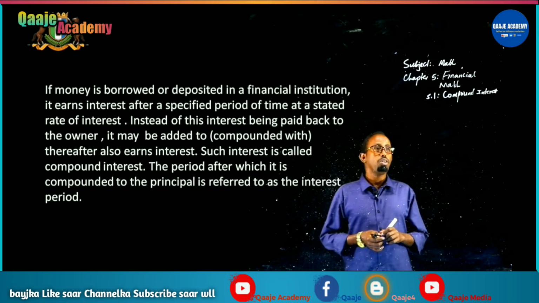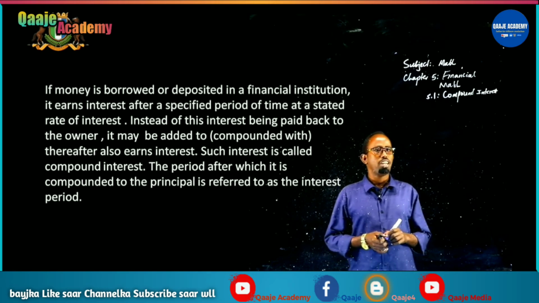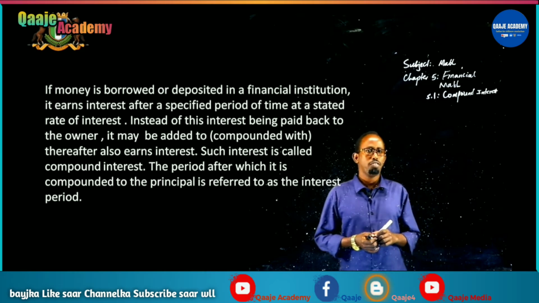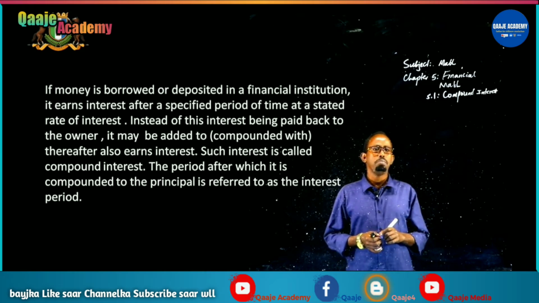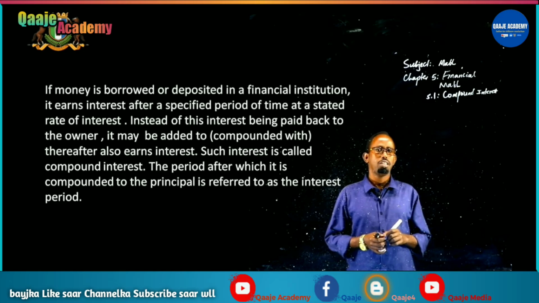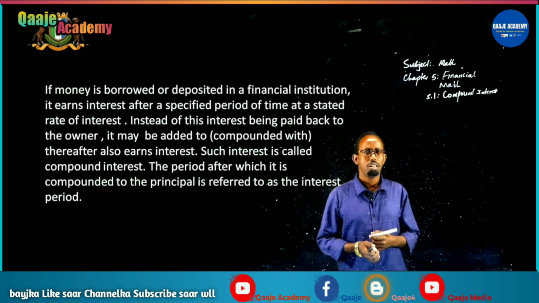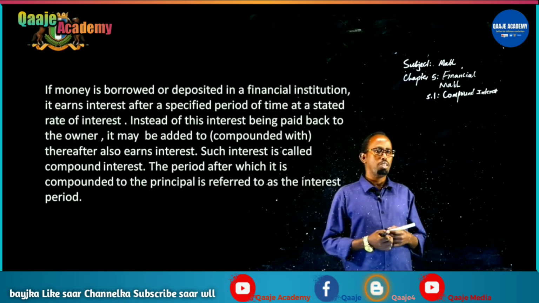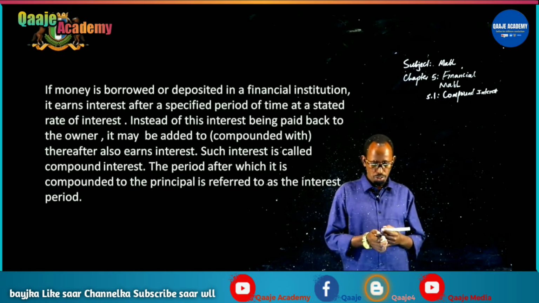If money is borrowed or deposited in a financial institution, it earns interest after a specified period of time at a stated rate of interest. Instead of this interest being paid back to the owner, it may be added or compounded with the principal, which thereafter also earns interest. Such interest is called compound interest. The period after which it is compounded to the principal is referred to as the interest period.